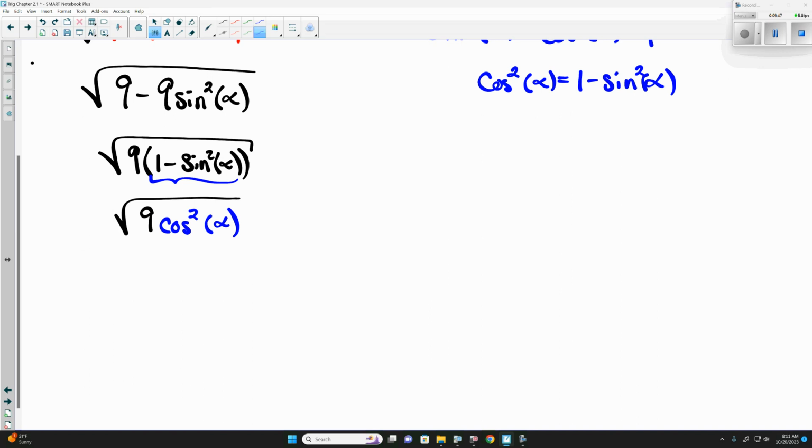Now, just like the last one, we could split this up, but we don't necessarily have to, because the square root of 9 would be 3, square root of cosine squared would just be cosine. Since we have it as one term, now instead of two terms being added or subtracted, we can just take the square root of it. And that's it. Questions on this here? We ready for the next one?